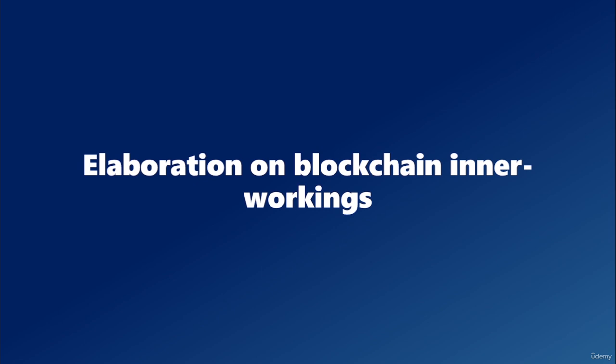Each node has a copy of the entire blockchain, ensuring redundancy and eliminating the risk of a single point of failure. Consensus mechanisms play a crucial role in maintaining the integrity and agreement among nodes. They ensure that all participants on the network reach a consensus on the validity of transactions and the order in which they're added to the blockchain. The most common consensus mechanisms are proof of work and proof of stake, as I explained before.